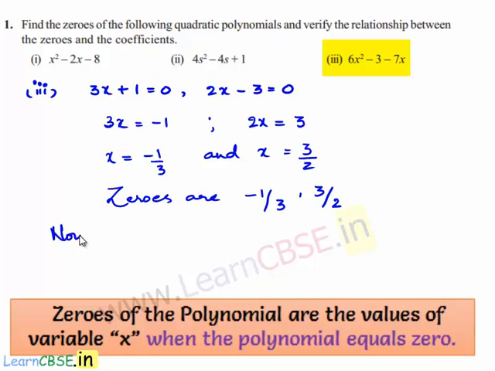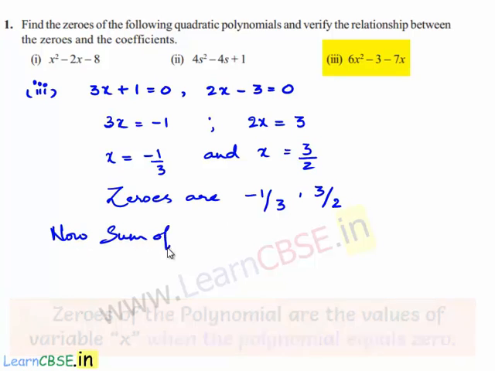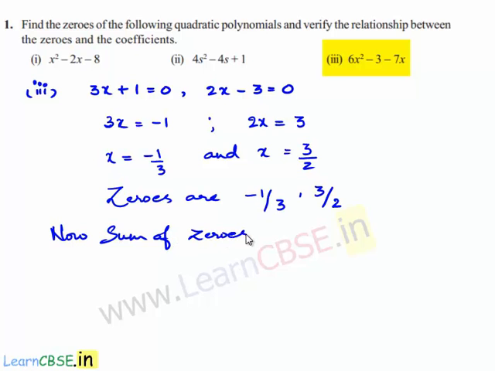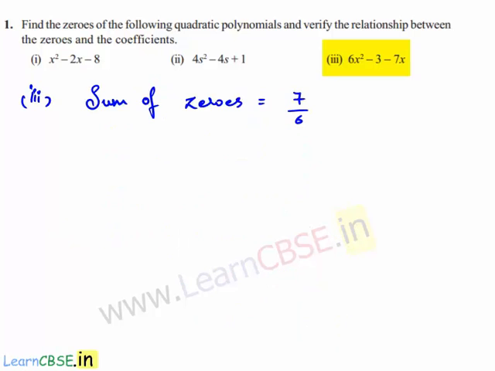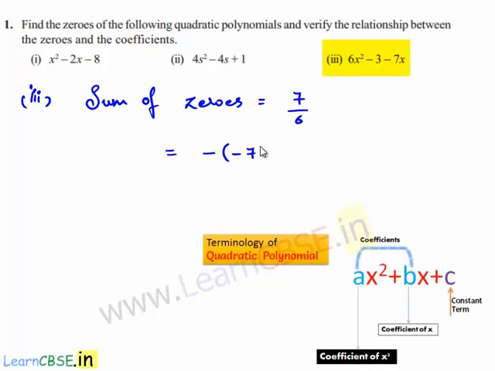Now the sum of the zeros is equal to minus 1 by 3 plus 3 by 2. So the LCM can be taken as 6, and this is equal to 2 times minus 1 plus 3 times 3. So minus 2 plus 9 divided by 6, which is nothing but 7 by 6. Now the sum of the zeros is equal to 7 by 6. So this is written as minus of minus 7 divided by 6.